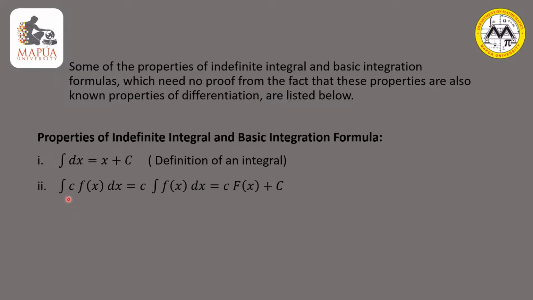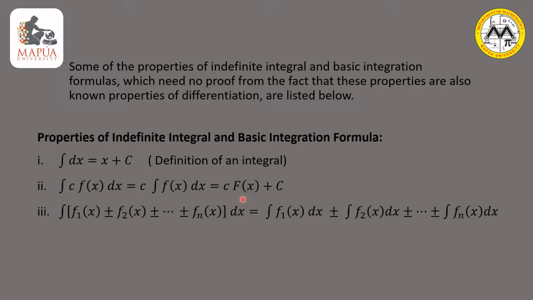That the integral of a constant c times f of x dx is equal to c times the integral of f of x dx. As a result, this will give us c times capital F of x plus c, where capital F of x is the antiderivative of small f of x. That when you are evaluating the integral of the sum or the difference of n number of functions of f of x, then this is equal to the sum or the difference of the integral of each of these functions.